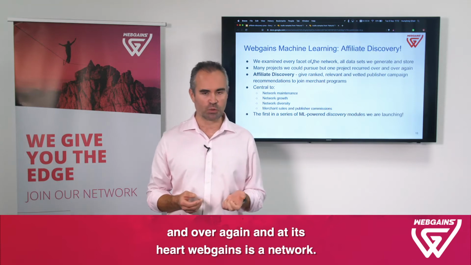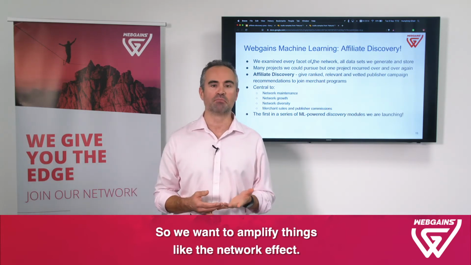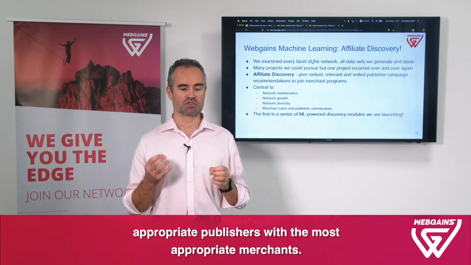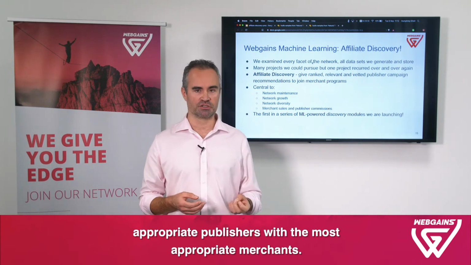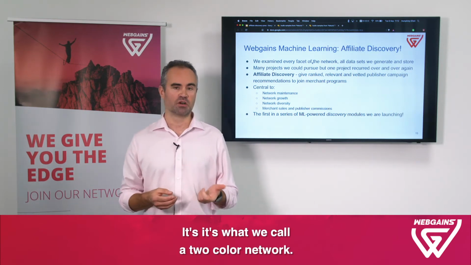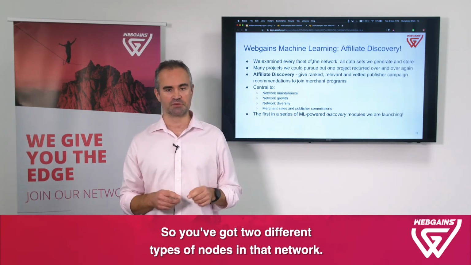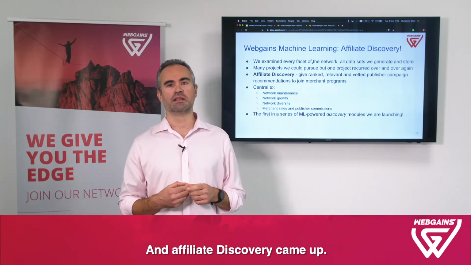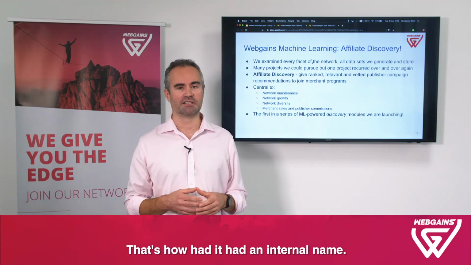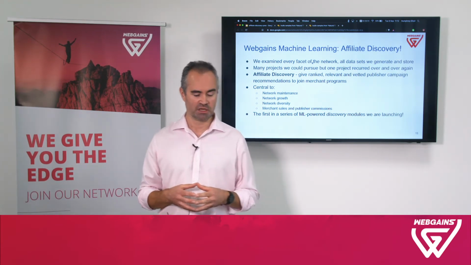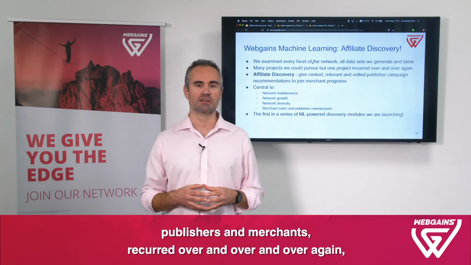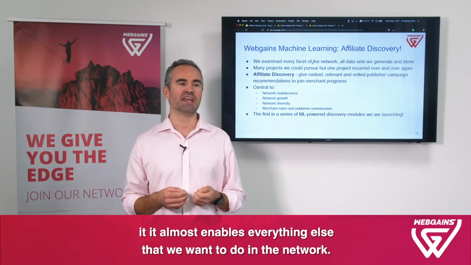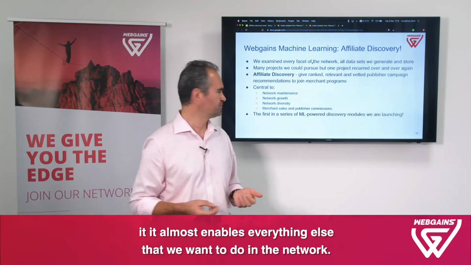And at its heart, Webgains is a network. So we want to amplify things like the network effect. We want to be able to connect the most appropriate publishers with the most appropriate merchants. So Webgains is interesting. It's what we call a 2-color network. So you've got 2 different types of nodes in that network. And affiliate discovery came up. It wasn't called that at the time. It had an internal name. But the idea of being able to connect publishers with merchants recurred over and over and over again. It almost enables everything else that we want to do in the network.